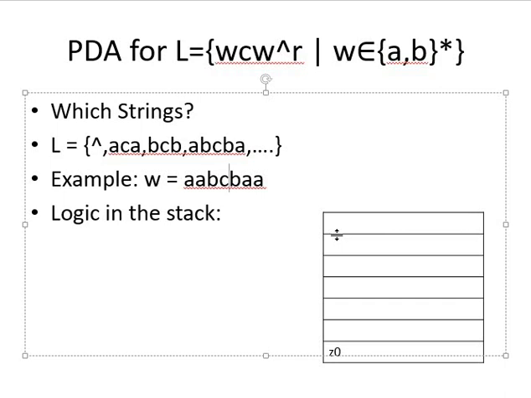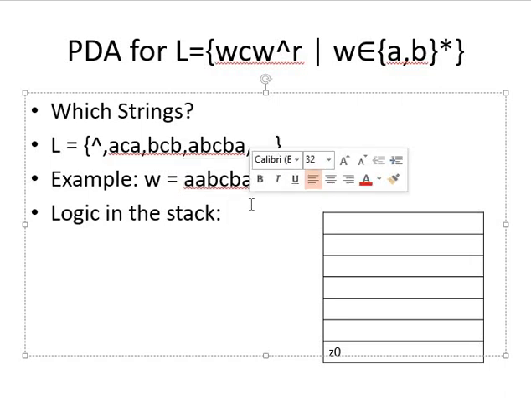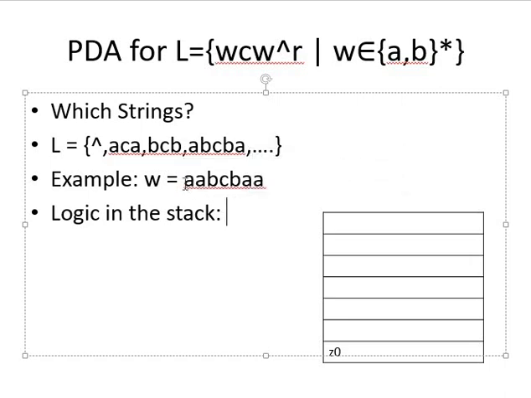So first of all, as we have learned from the last videos, we have to construct the logic on the stack. So what will be our logic? As I told you, if we use a stack, we have only two operations, push and pop. So what can we do with this string? Take this string as an example. My logic would be, I will push all the symbols which come before C. Whichever symbol comes, whether it is a or b, I will push all those symbols on the stack until I get C in my input.